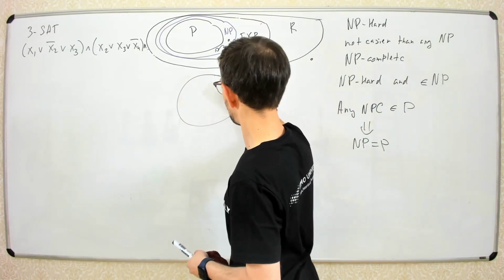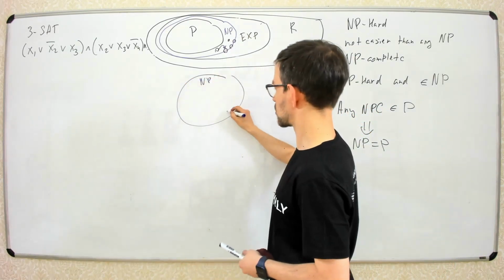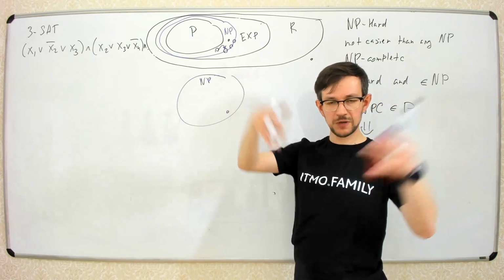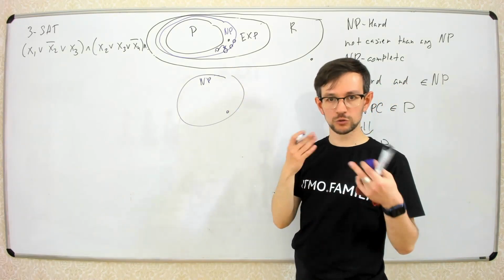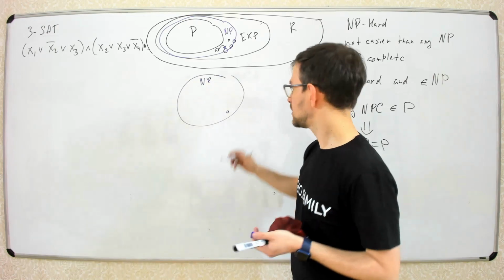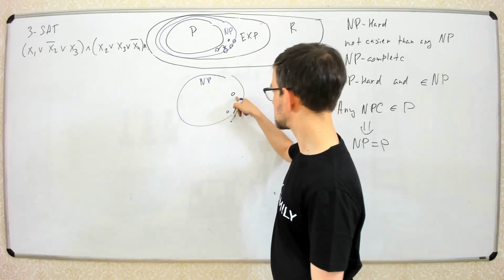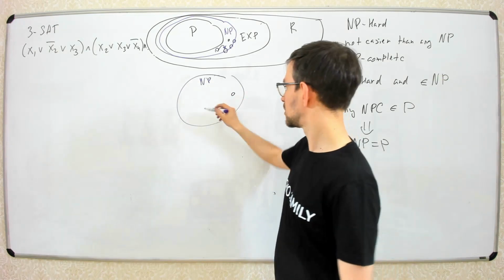So this is the whole NP class. Okay? So this is your problem. You want to reduce all problems in NP to your problem. How to do it? The easiest way is to take one of the problems known to be NP-complete. So this is some known NP-complete problem.